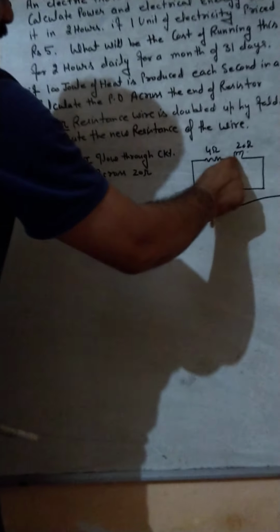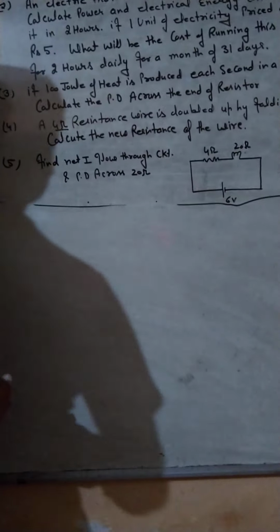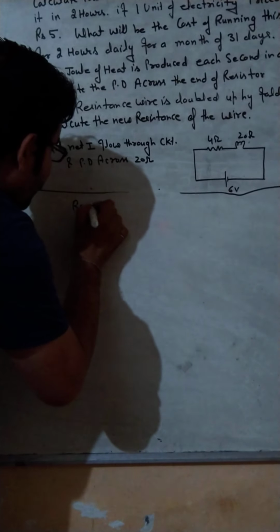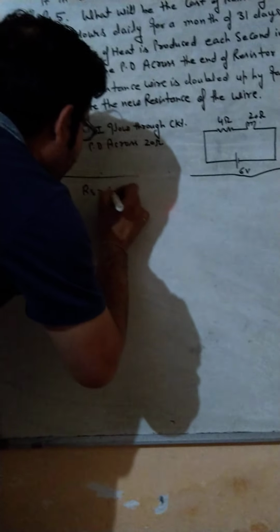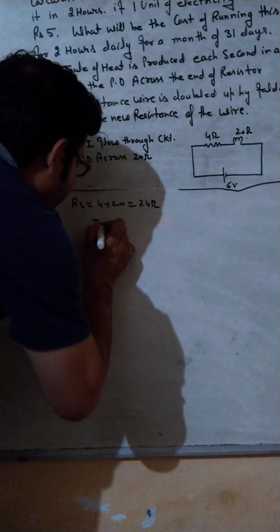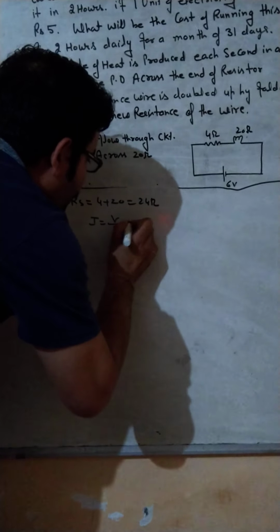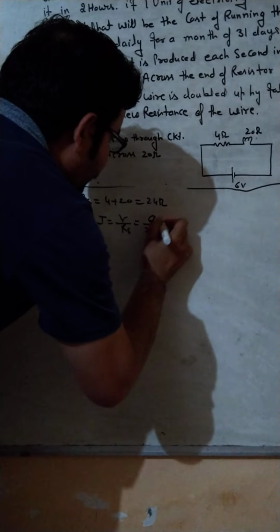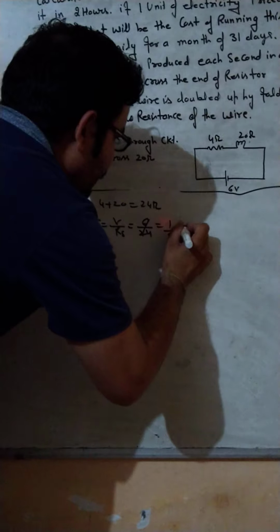Now the last numerical. In that numerical, there is a circuit where 4 and 20 ohm are connected in series to a 6 volt source. First we have to find I. For finding net I, we have to find RS. Both are in series combination, then 4 and 20, that is 24 ohm. Now what about I? I is V upon RS by Ohm's law. How many volts? 6. But RS is 24. That means 1 upon 4 ampere current will pass through the circuit.